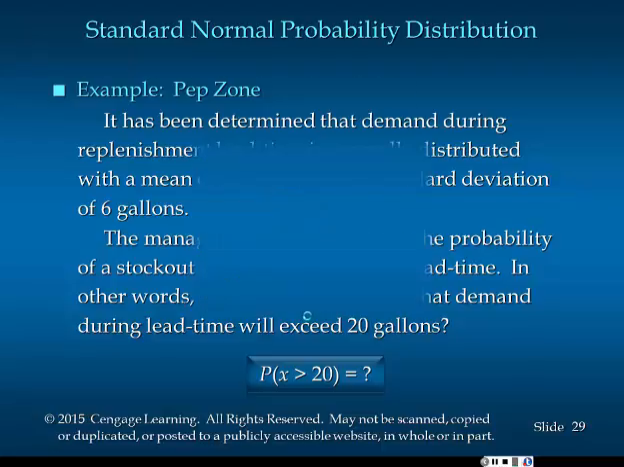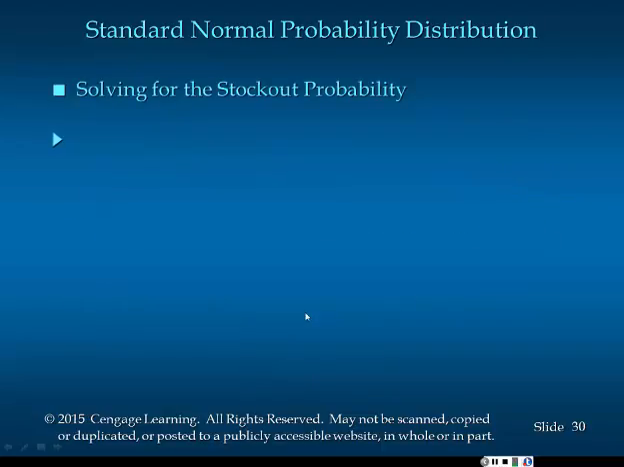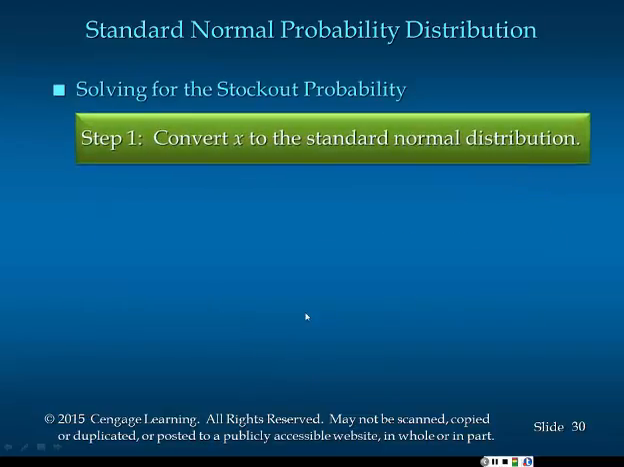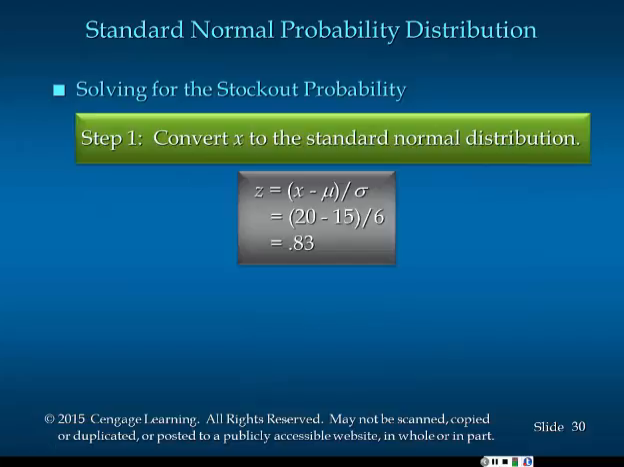Okay, so here are the steps that we're going to use in order to do this. First, we've got to convert the x into a z. So we take the 20, subtract off the mean, divide through by the standard deviation. That gives us this value, 0.83. The way you should interpret this value is that this 20 is 0.83 standard deviations away from the mean. And that's your distance from the mean.